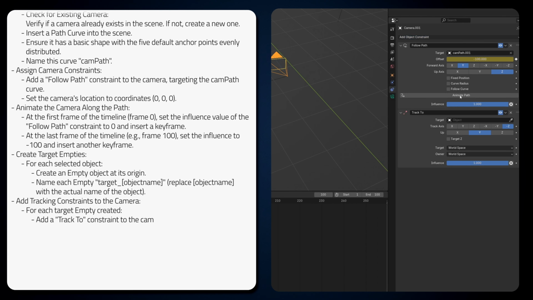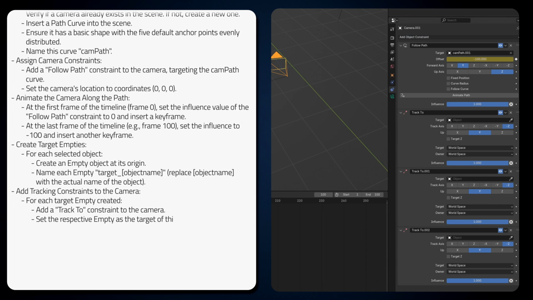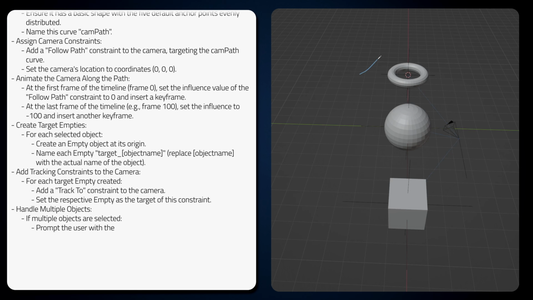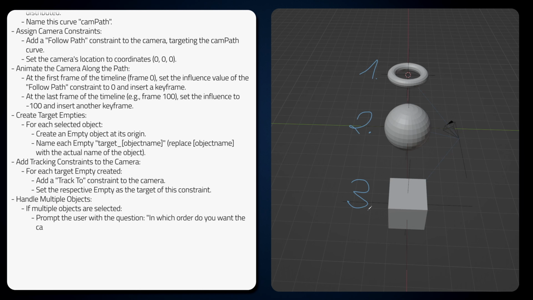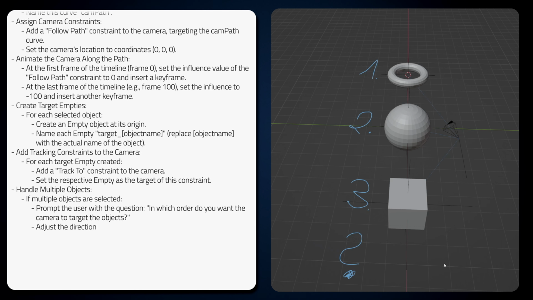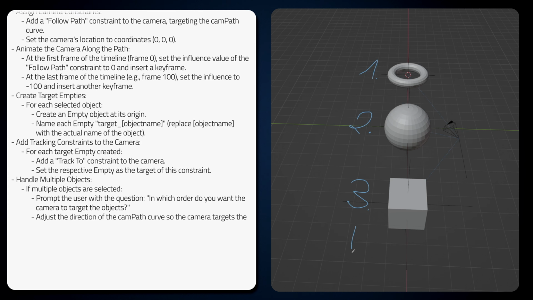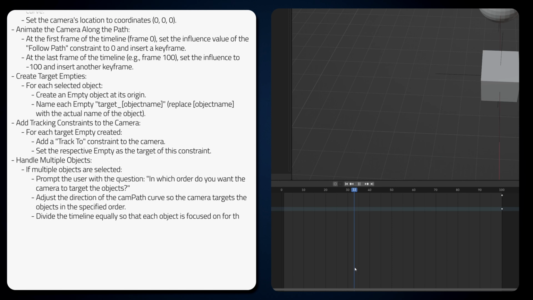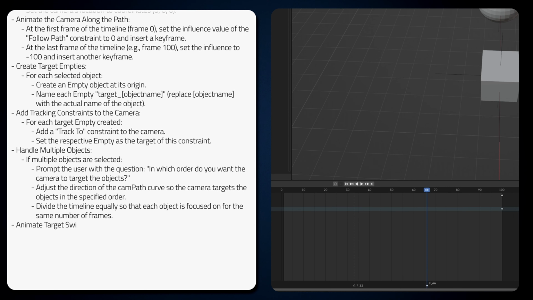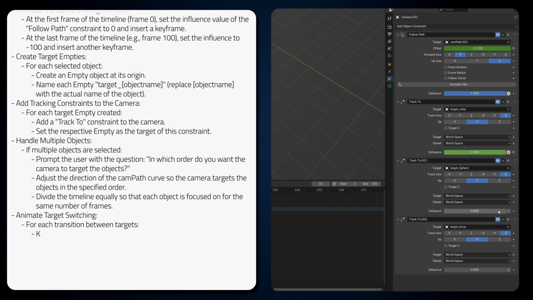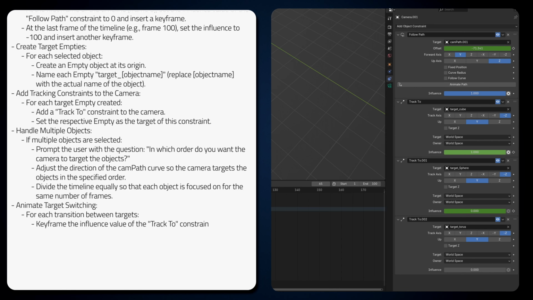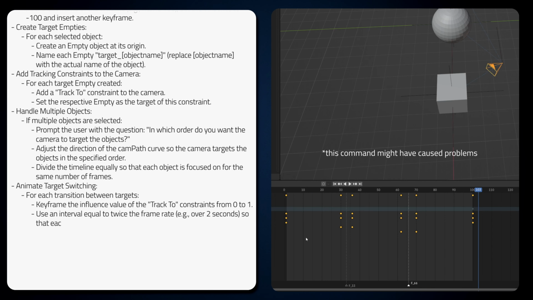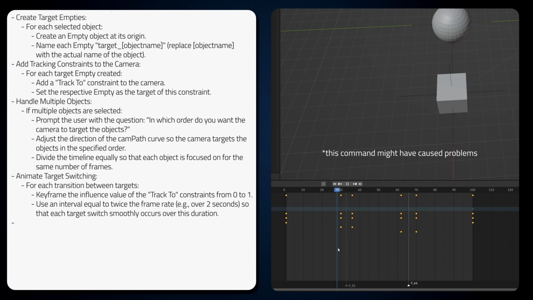For each target empty created, add a track to constraint to the camera. Set the respective empty as the target of this constraint. If multiple objects are selected, prompt the user with the question, in which order do you want the camera to target the objects? Adjust the direction of the cam path curve so the camera targets the objects in the specified order. Divide the timeline equally so that each object is focused on for the same number of frames. For each transition between targets, keyframe the influence value of the track to constraints from 0 to 1. Use an interval equal to twice the frame rate, for example over 2 seconds, so that each target switch smoothly occurs over this duration.